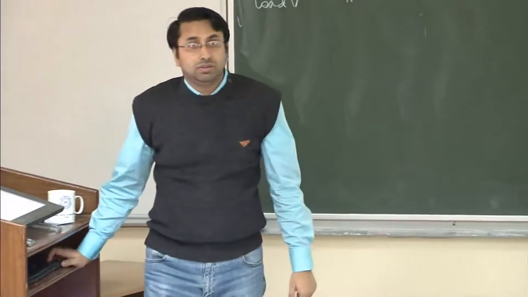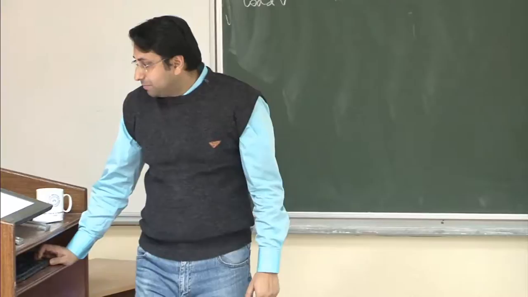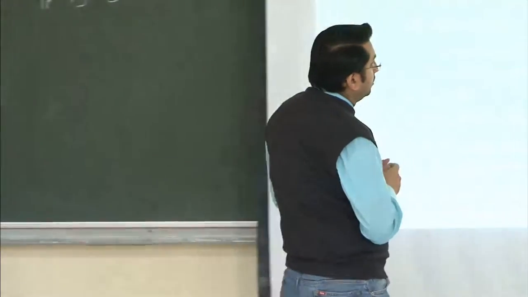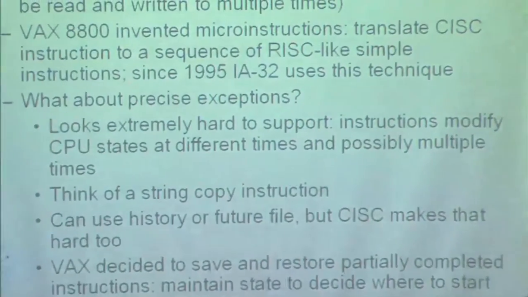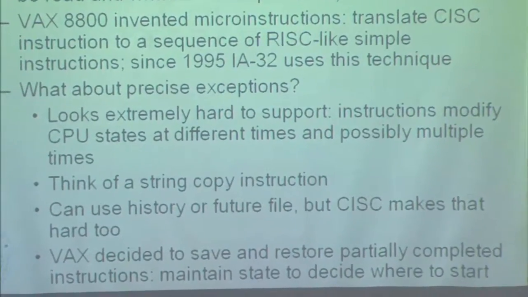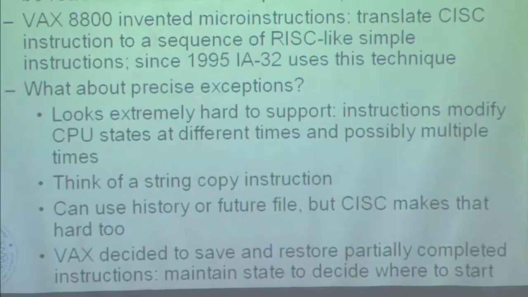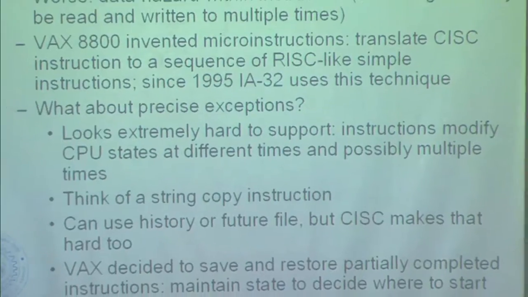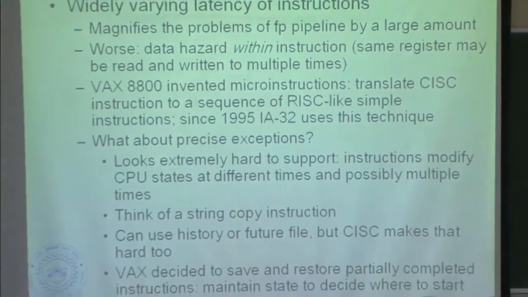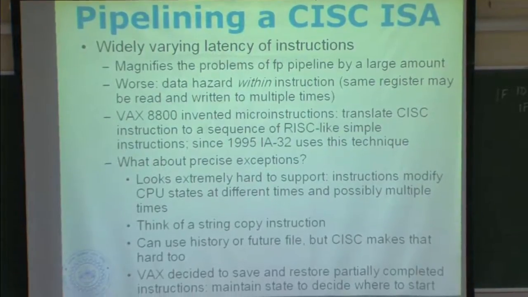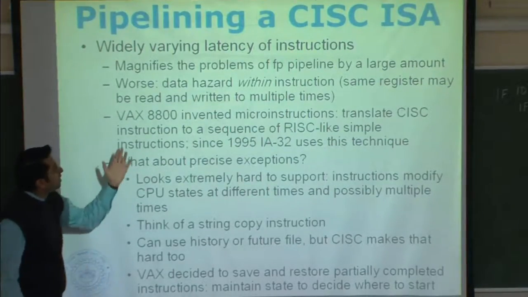Any questions? Okay. So a little bit about pipelining a CISC ISA. Till now we have been looking at a RISC ISA where we have simple instructions, where you know which resource an instruction requires, like in which stage it will access memory and so on and so forth. In CISC ISA you have widely varying latency of instructions that magnifies the problem of the floating point pipeline by a large amount, which we have seen here. And worse, there could be data hazard within an instruction. So that we have never encountered in MIPS, where you usually have hazards from one instruction to another. Here, you can have data hazard within an instruction because the same register may be read and written multiple times within one instruction.